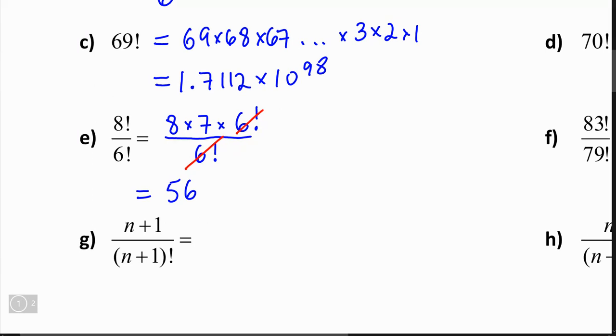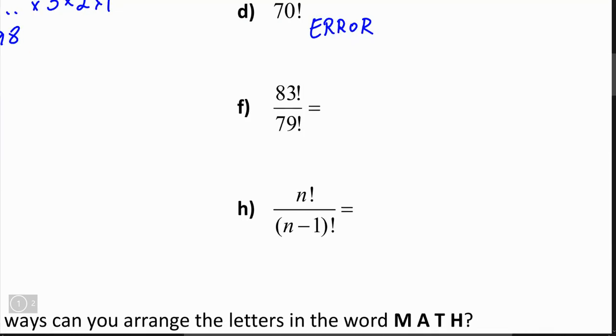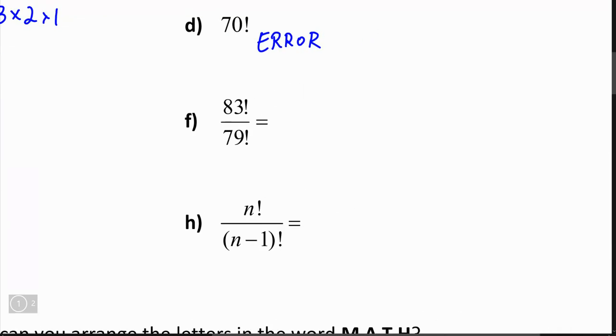Okay, let's look at another one. 83 factorial over 79 factorial. Same idea. 83 factorial is 83 times 82 times 81 times 80. And once you get to 79, I'm just going to write 79 factorial.